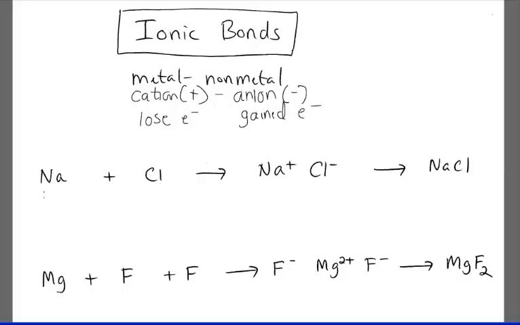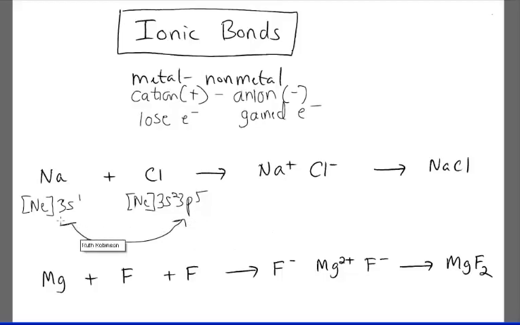Let's look at an example, sodium and chlorine. Sodium's electron configuration is neon core and a 3s1 electron. Chlorine's electron configuration is neon 3s2 3p5. So when sodium and chlorine form an ionic compound, the sodium loses 1 electron, its valence electron, and that valence electron gets transferred over to the chlorine, which gains 1 electron.